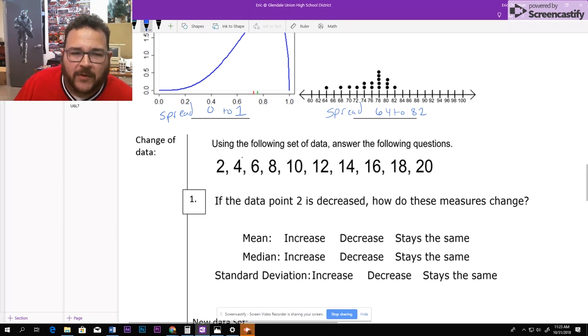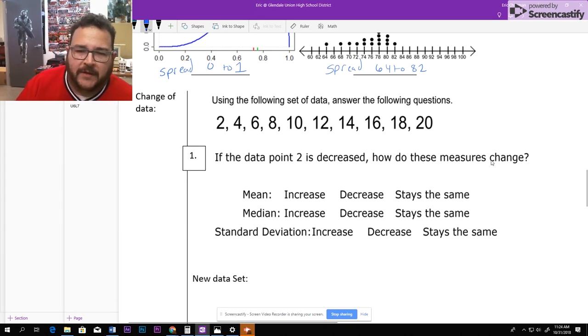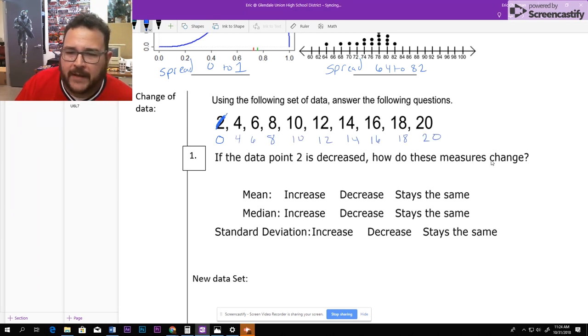All right, so change of data. We're going to look at this following data set, and we are going to say what happens if the data point 2 is decreased. How do these measures change? Okay, so that means we're going to take out 2, and instead of 2, it's going to be like 0 or 1. So we're going to leave it at 0, but everything else stays the same. Okay, so what's going to happen to the mean? Well, we have a smaller number in there, so our mean is going to decrease.